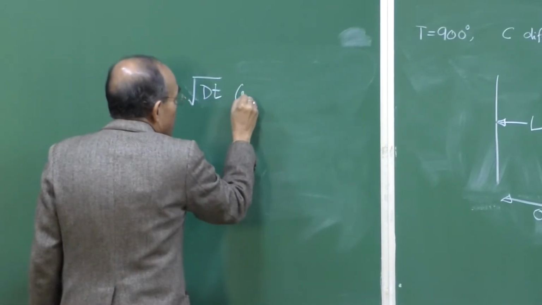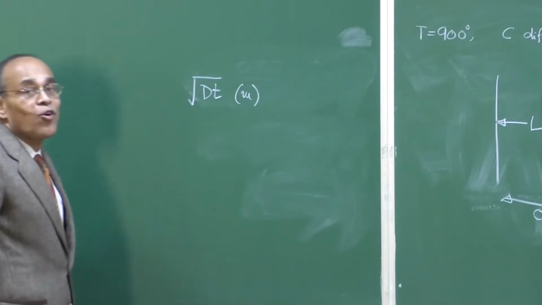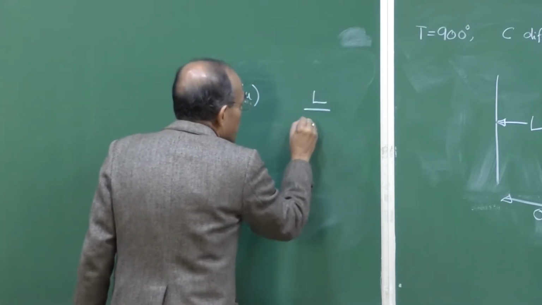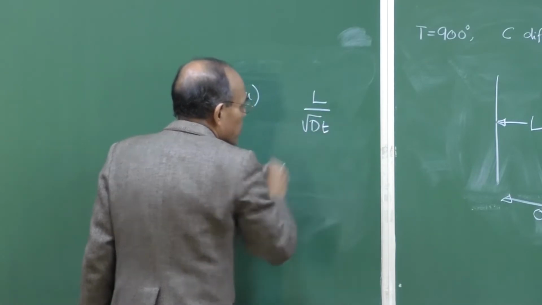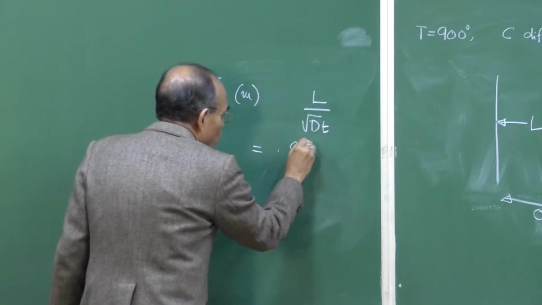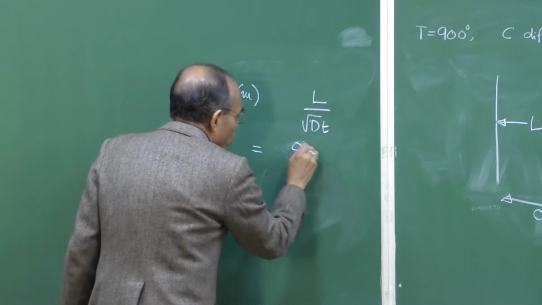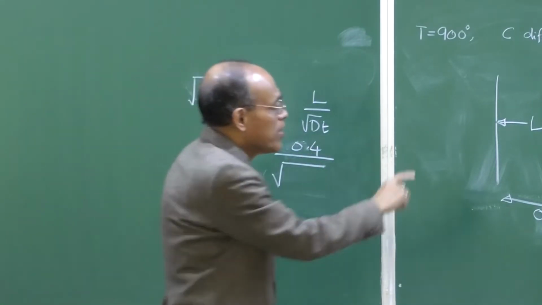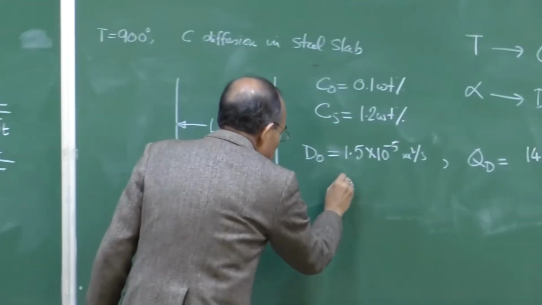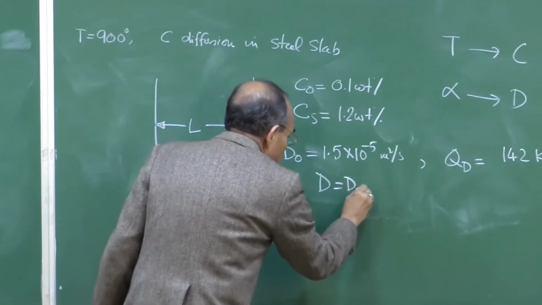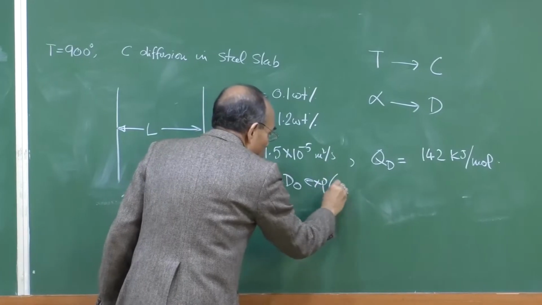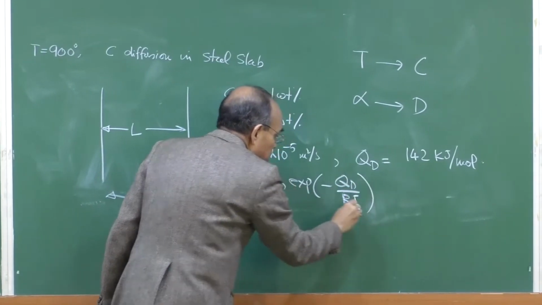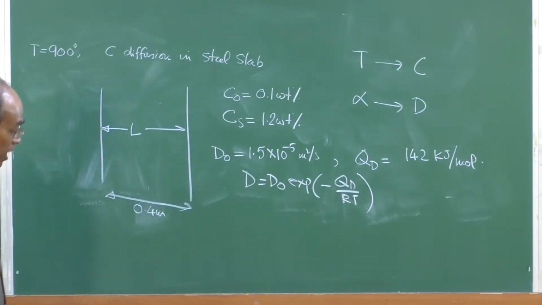So, this has a dimension of meter, and this distance is called the diffusion distance. Okay. So, if you divide L by square root of Dt, so you say that 0.4 and diffusion coefficient. Now, on the basis of this, if you calculate diffusion coefficient, D is equal to D0 exponential minus Q diffusion by RT, where T is equal to 1173 Kelvin.